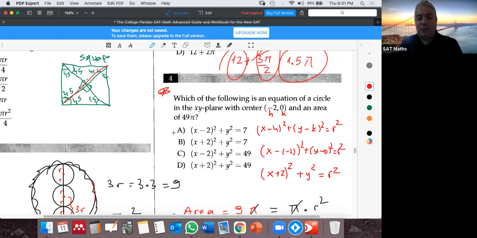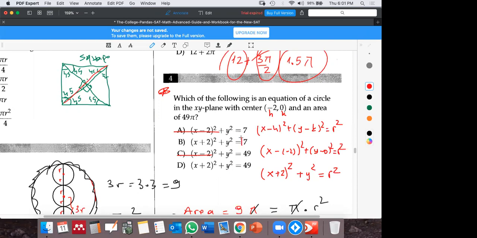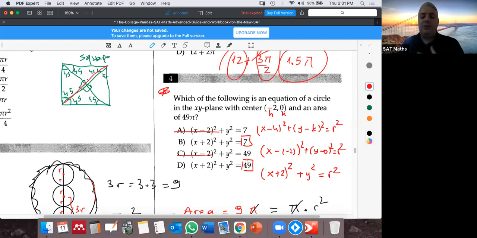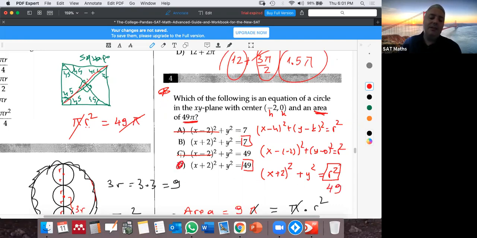So (x plus 2) squared, no, no. So you see, they are almost the same. The difference is 7 or 49. And to decide this, what can I do? The area is 49 pi. And what is the area? Pi times r squared. It is 49 pi. Pi and pi cancel, r squared is 49. I need r squared here, so instead of r squared, if I put 49, the answer is directly there. This is not SAT 2, this is directly an SAT type question.